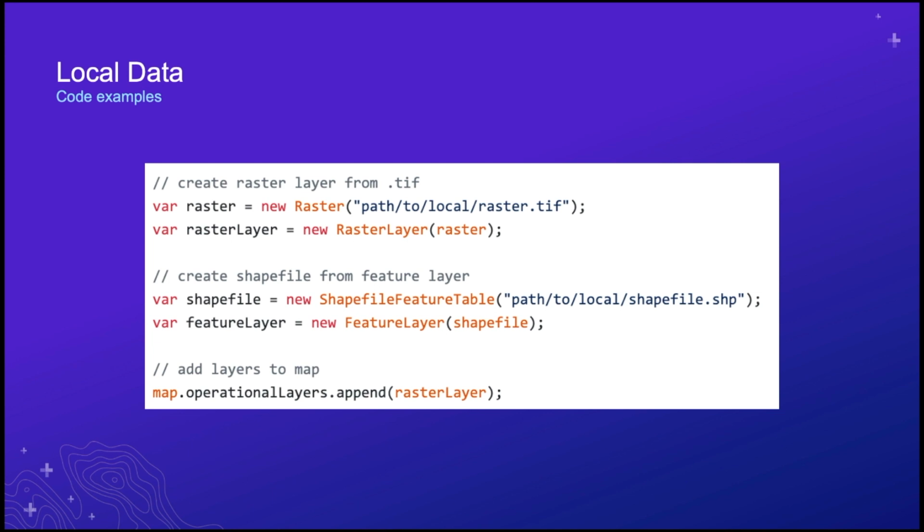Next, we'll create a shapefile by passing in the path to the SHP file into the shapefile feature table constructor. After that, we'll create a feature layer by passing in the shapefile feature table instance. Feature layer is a generic layer that will display for many different feature table types, including service feature table, shapefile feature table, geodatabase feature table, and geopackage feature table. Once we've created the layers, we can add those to the operational layer list by saying map.operationallayers.append and then passing in the layer instance.